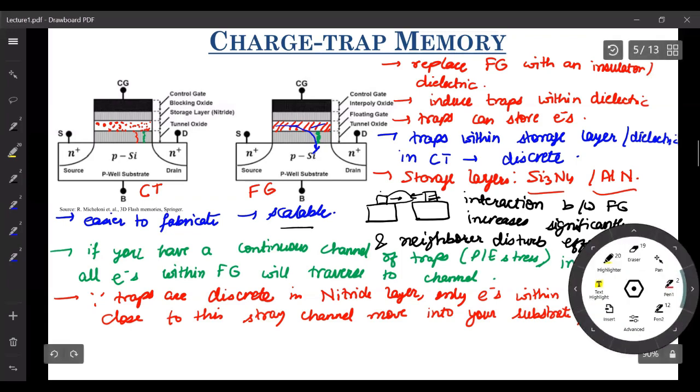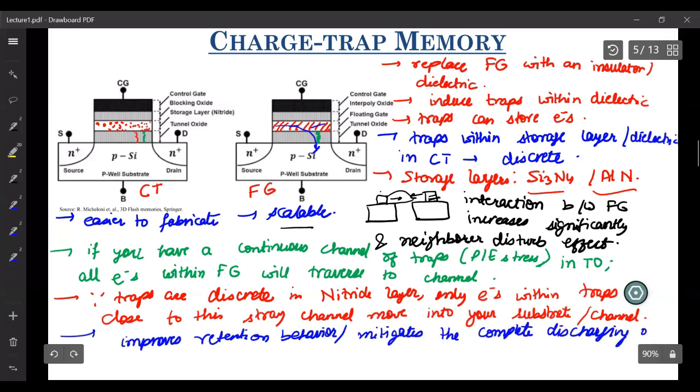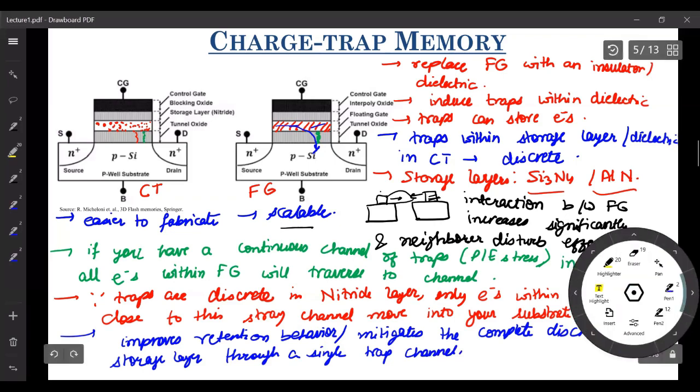So this way, the reliability improves, or I would say, this improves retention behavior or mitigates the complete discharging of the storage layer through a single trap channel or stray trap channel, whatever you call that. So that is one big advantage.